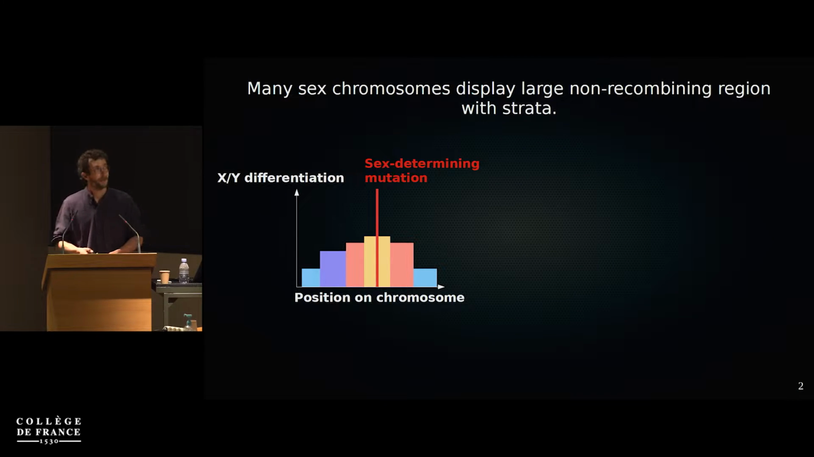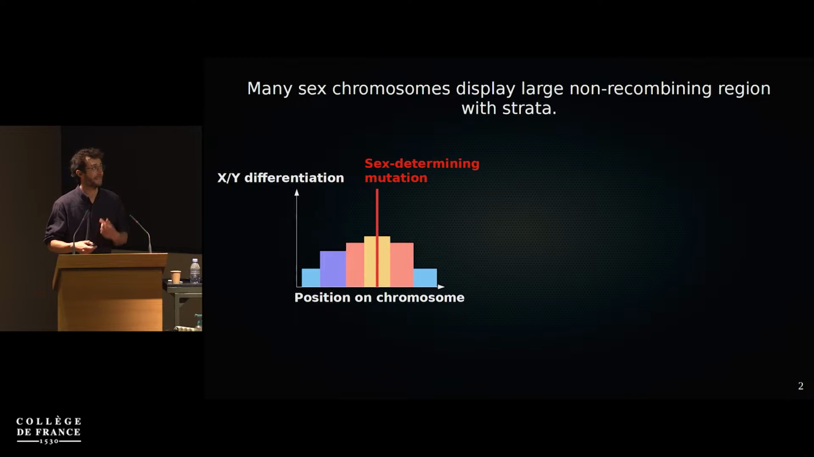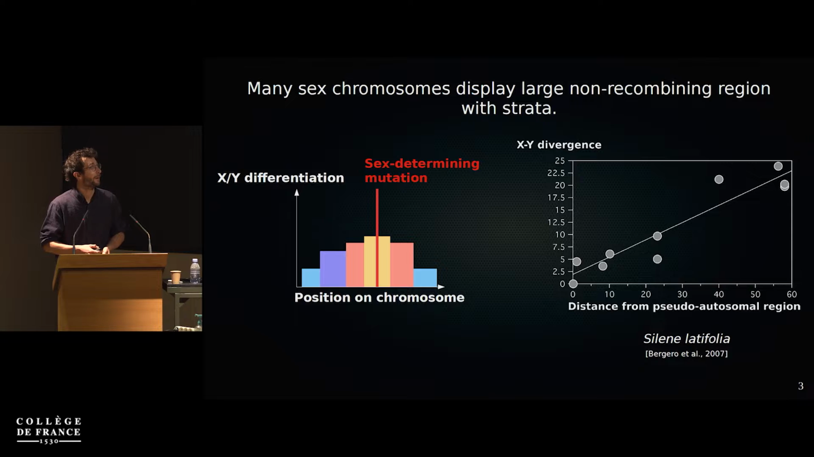As you probably all know, many sex chromosomes display large non-recombinant regions with strata of evolutions. This absence of recombination has been observed mainly based on XY differentiation, and many studies have found that this differentiation seems to change in a stepwise manner along sex chromosomes, suggesting the presence of strata. For instance, there is this classic example of XY divergence in Silene latifolia, and we can see that the divergence between X and Y changes as we move away from the pseudo-autosomal region.